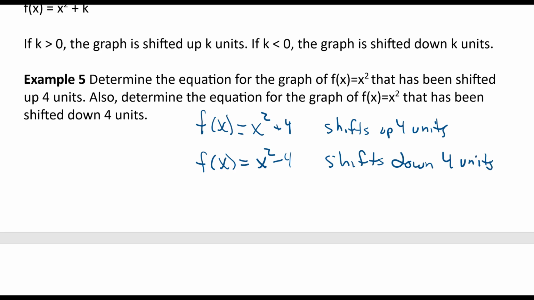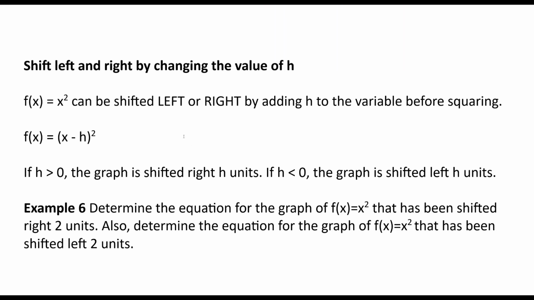Now the next thing we'll look at here is the horizontal shift, left and right, by changing the value of h. That's this value here. f of x equals x squared can be shifted left or right by adding h to the variable before squaring. So if we have this set up here, f of x equals x minus h squared, notice the minus there. If h is greater than 0, the graph shifts right h units. If h is less than 0, meaning negative, the graph is shifted left h units. Just to be clear here, if you're subtracting the negative, that'd look like x plus the value.